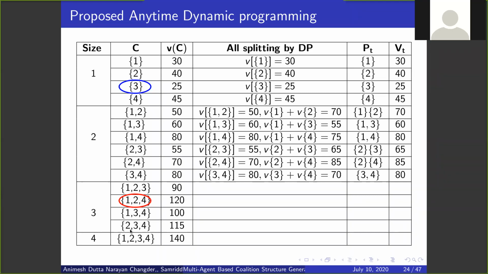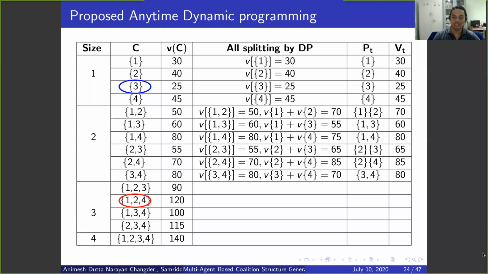You should not take 2, 3, 4 because 2, 3, 4 is less than that of 1 to 4. So if you take 1 to 4, what is its complement? The complement is 3. That is the idea. So you don't need to wait till the termination of the algorithm.